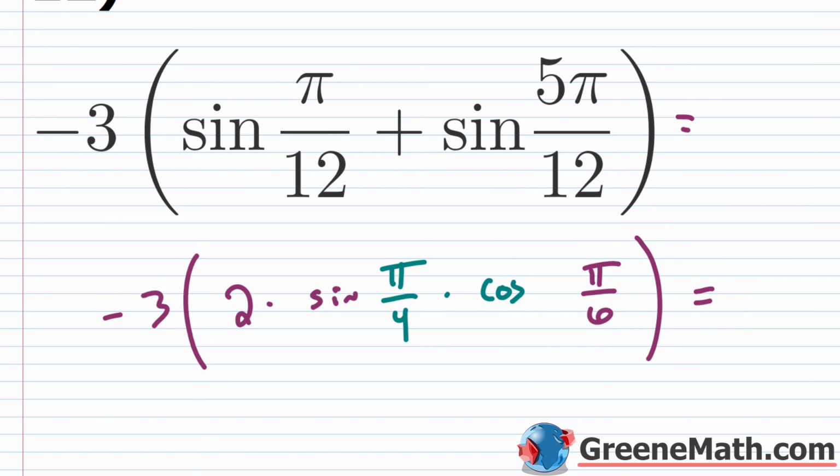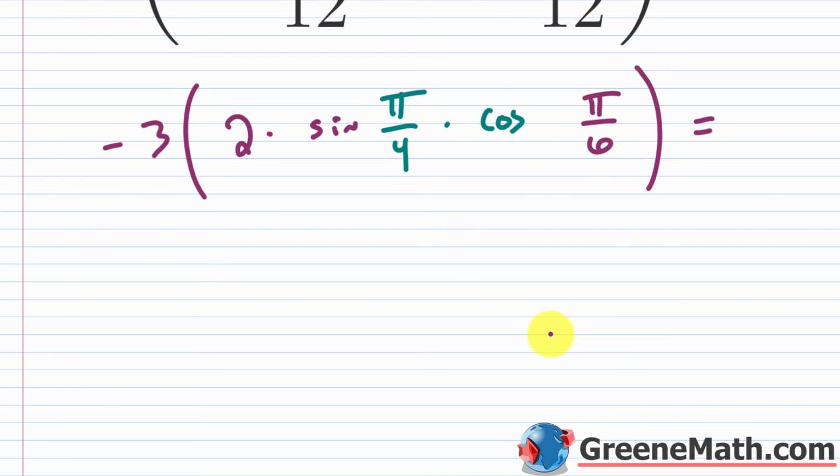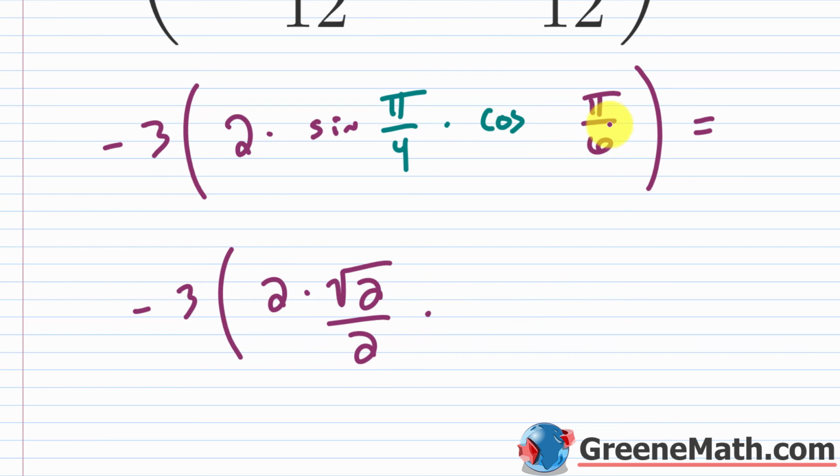And from here, it's pretty easy overall. You would say that this is negative 3 times your sine of pi over 4. So pi over 4, again, is 45 degrees. And for the sine of 45 degrees or the cosine of 45 degrees, it's square root of 2 over 2. So this is 2 times square root of 2 over 2, and then times the cosine of pi over 6. So pi over 6 is 30 degrees, and the cosine of 30 degrees is the square root of 3 over 2. Let me close this down, and we'll keep going.